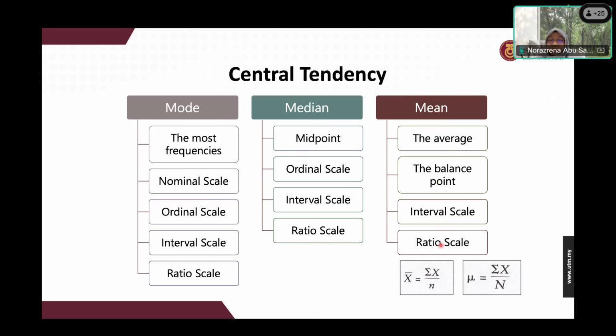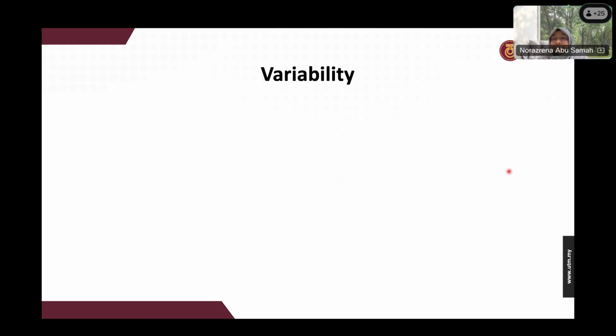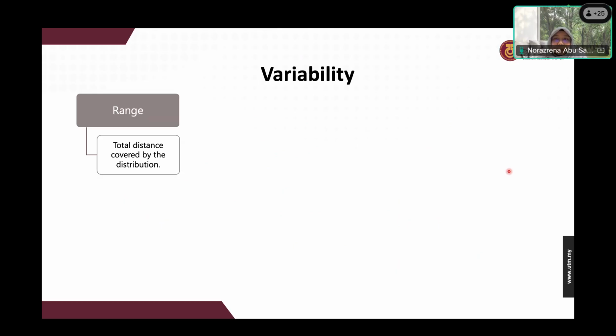All right. So are you clear until now? All good? Clear until the central tendency? Okay. If you have any question, you can just stop me and ask. No worries.